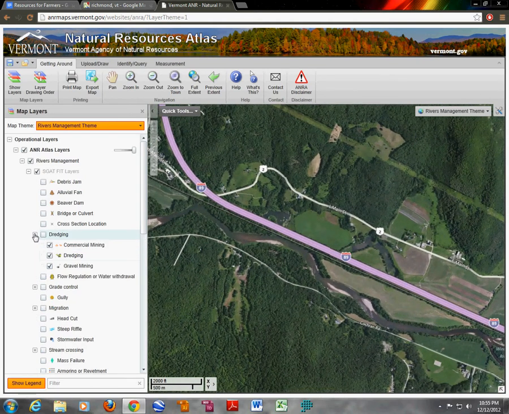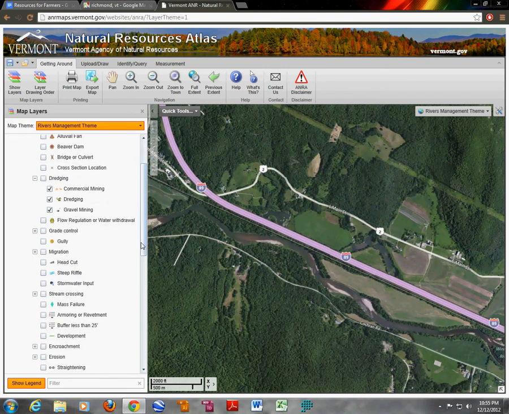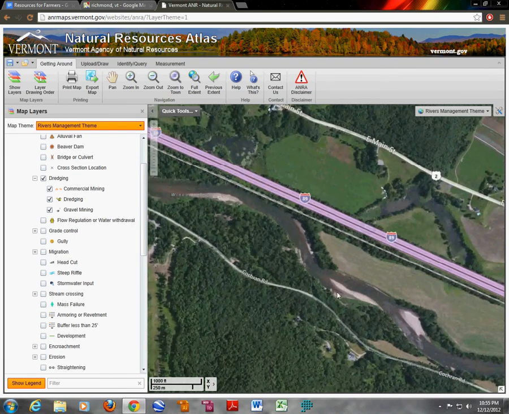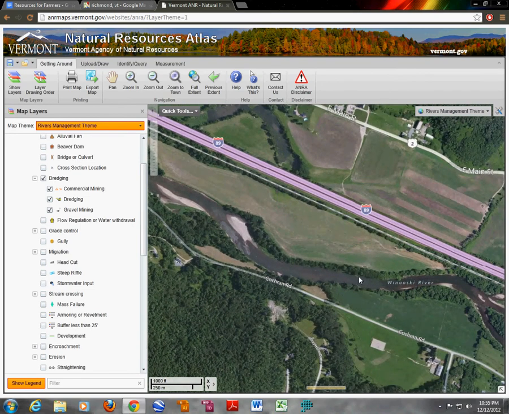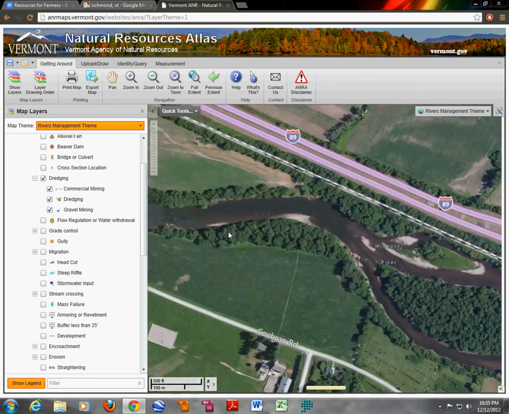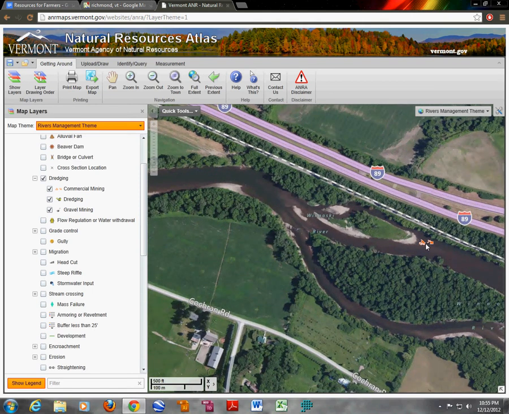The next important thing is dredging, and this is really important because commercial mining and gravel mining and dredging along the river will take gravel mainly, but also debris out. So if we zoom in, I think down here, if you're in close enough, we can see that there's mining here. And what's really the big deal about taking stuff out of the river?